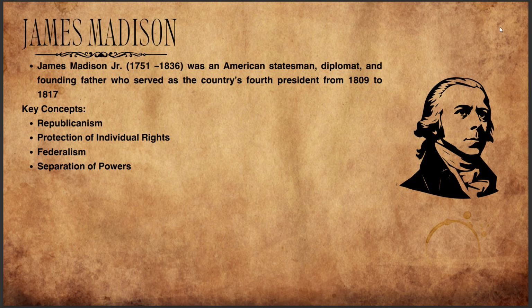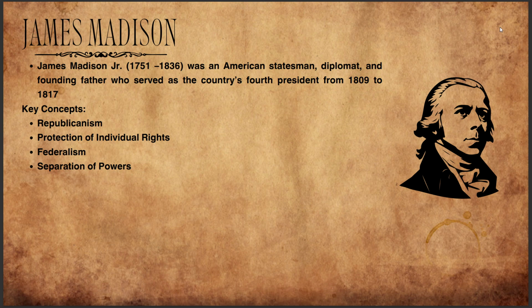Next is federalism. Madison supported the concept of federalism, which critically involves the division of power between the central government and state or regional governments. He believed that the balance of power will protect the rights of individuals. Here again, India follows a federal system where power is divided between the central government and state governments.